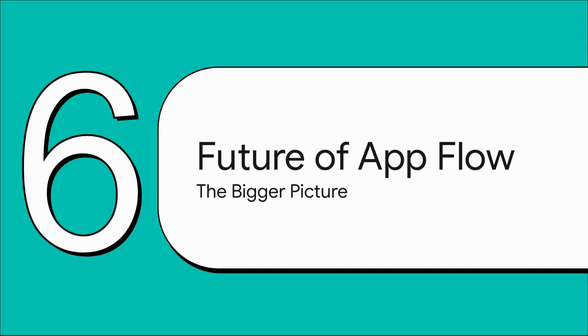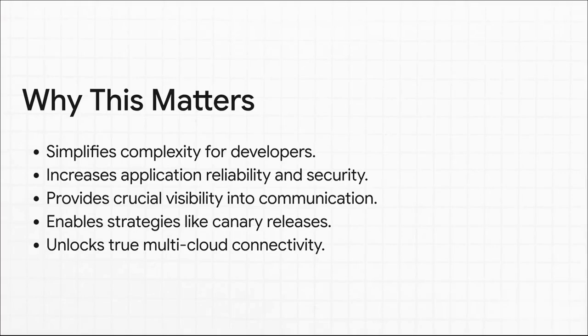So, as we start to wrap up, let's pull back and look at the bigger picture. We've talked about the what and the how, but why is this technology so critical for the future? Let's quickly go over the key takeaways. At the end of the day, here's the bottom line. A service mesh makes life way simpler for developers by handling all the complex network stuff for them. It makes our apps more reliable and more secure right out of the box.